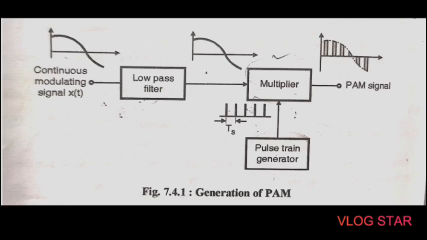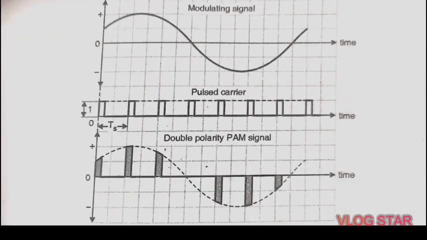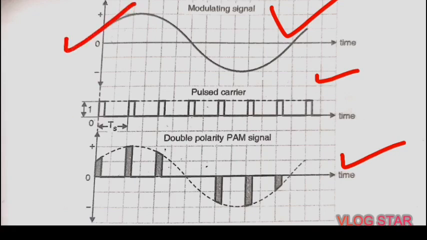Here we can see the waveform of natural PAM. This is the modulating signal, and second is the carrier signal, which is present in the form of a train of pulses. In the third step, the pulse amplitude modulation takes place, that is, the amplitude of the pulse carrier is changed in proportion with the instantaneous amplitude of the modulating signal.